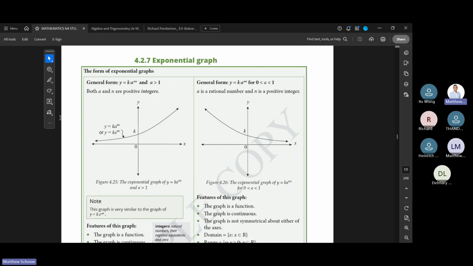There's the exponential. Obviously, this is a very important graph. You see this a lot. A lot of things have this relationship.